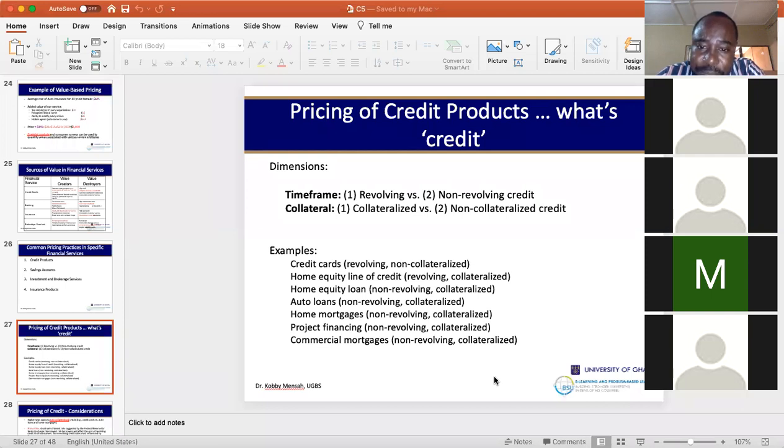Are you with me on the revolving? Now, non-revolving credit has a termination period, all right? Because it's for a particular time, a specific time. So you take a loan and the loan is for 5 years or repayment is for 3 years or whatever, all right? There's an end in sight. So that's a non-revolving credit, all right?